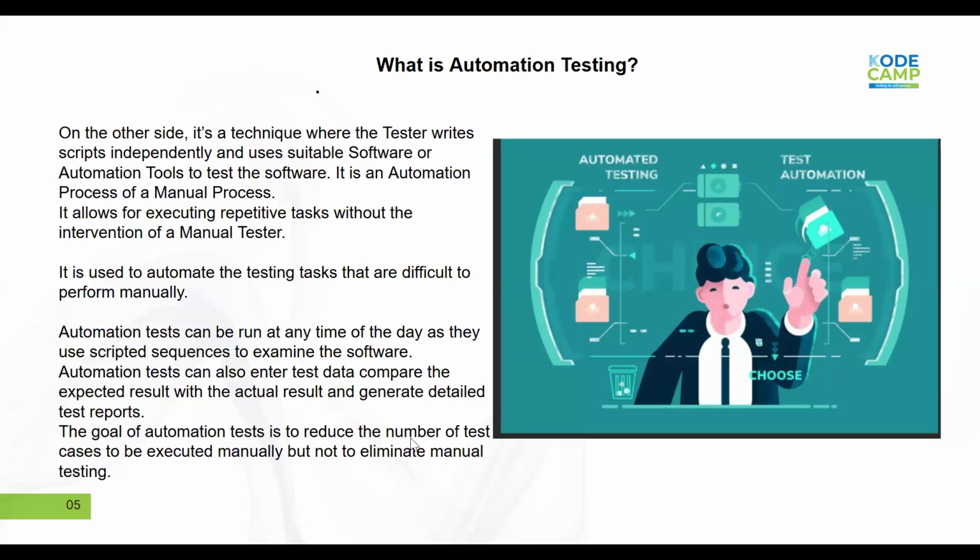And the goal of automation tests is to reduce the number of test cases to be executed manually, but not to eliminate manual testing. I'm going to emphasize, automation testing is not eliminating manual testing, because some people feel like automation testing wants to eliminate manual testing. No, automation testing is just to enhance manual testing. It's just to take care of all those repetitive tasks that I've said earlier on.